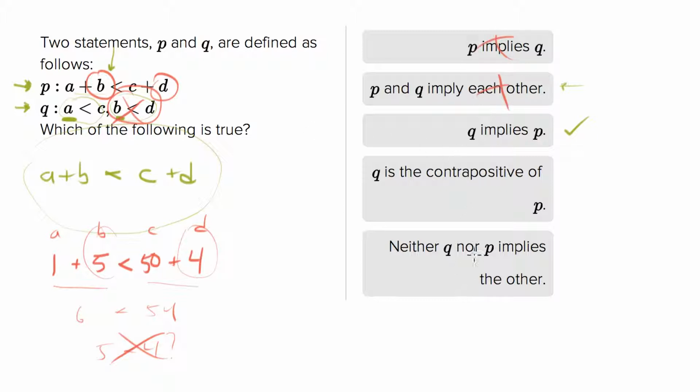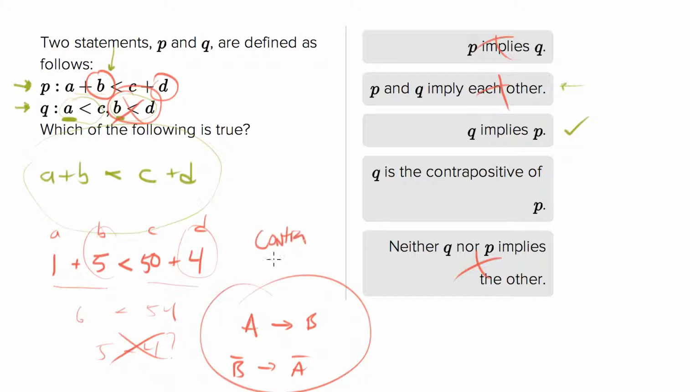We can also get rid of this one because we know one of them does imply the other. Contrapositive is not appropriate here. The contrapositive is a logical thing which says, if A implies B, then not B implies not A. It's a complicated thing, and it's not appropriate here. You don't ever have to figure it out in order to answer this problem correctly. But contrapositive is kind of interesting. So if you're interested academically, go ahead and look that up, and you'll see some examples that explain this. They're kind of cool.